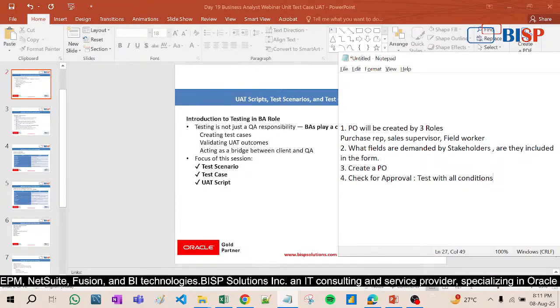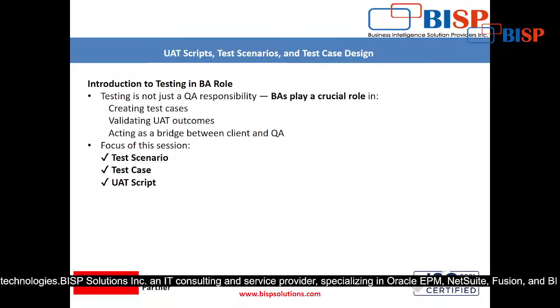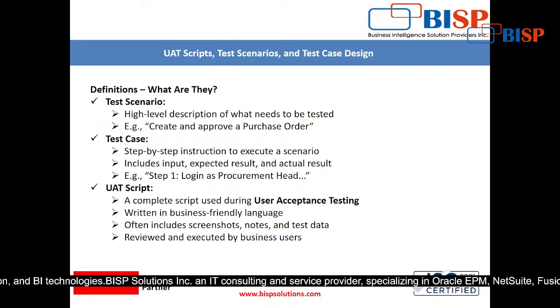So everything the business analyst has to consider. That is why it is written here: create all test cases, then validate UAT outcomes. What are the outcomes on that? Then act like a bridge between QA and the client. Before conducting all the tests and the UAT, the business analyst first has a meeting with the stakeholder and the client, and shows them that these are the things we are going to test and show you. I will show an Excel sheet also.